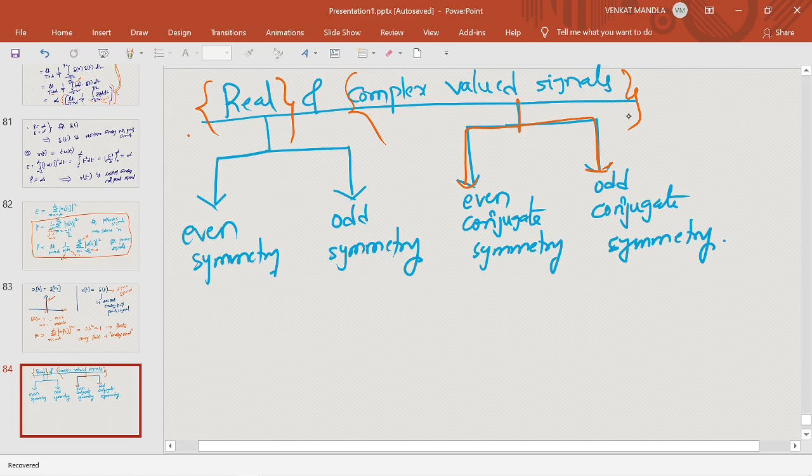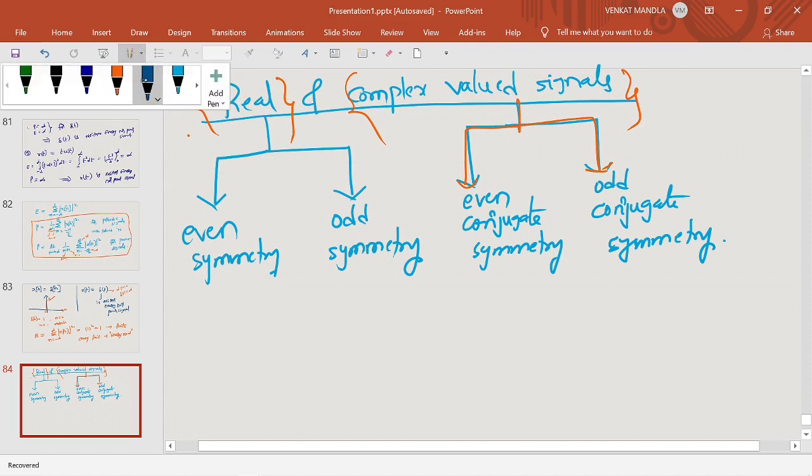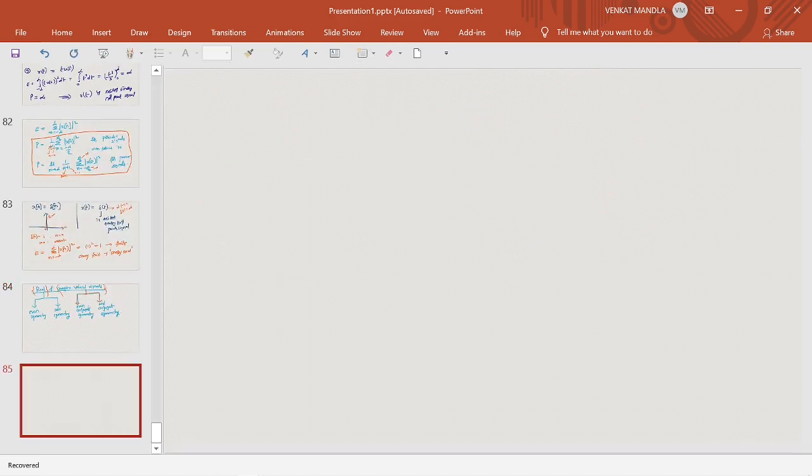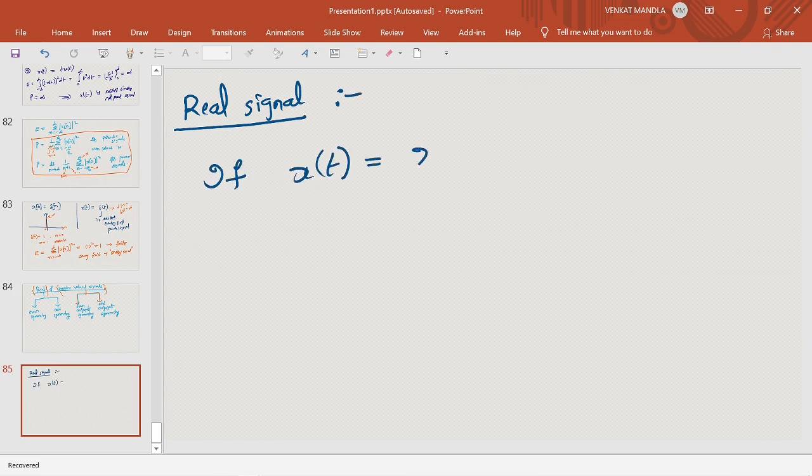First I want to define what is a real signal and what is a complex valued signal. First, the real signal. If x of t equal to x conjugate of t, if you conjugate it you get the same x of t only, then it is a real signal.